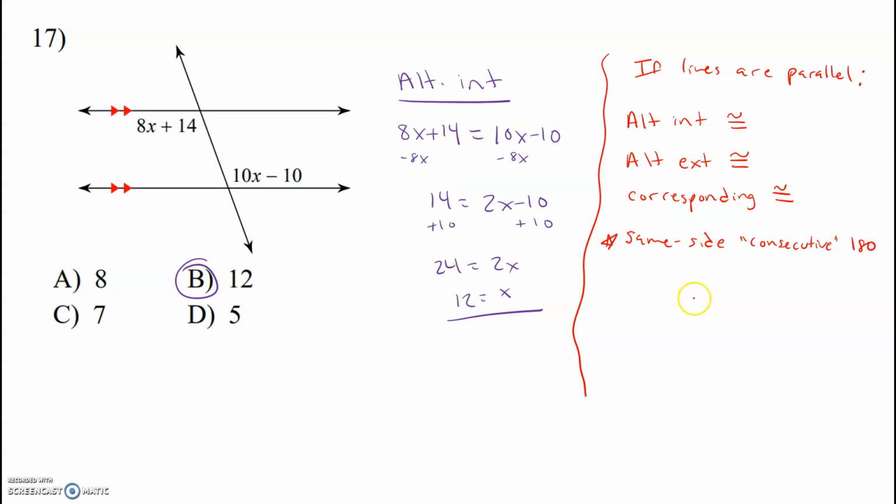Also, don't forget the stuff you already know. Vertical angles are always congruent, and linear pairs are always supplementary. All right, so that's just a little snippet. Ask yourself what type of angle and then see what it says. If they're alternate interior, you know they're congruent, you know they're equal, set them equal and solve.